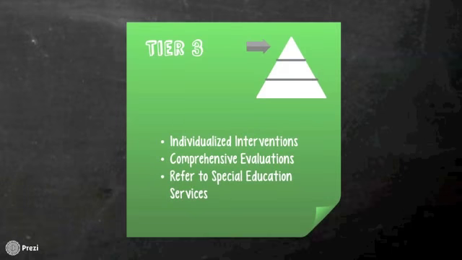At Tier 3 level, students receive individualized intensive interventions that target the student's skill deficits. Students who do not achieve the desired level of progress in response to these targeted interventions are then referred for a comprehensive evaluation and are considered for eligibility for special education services.